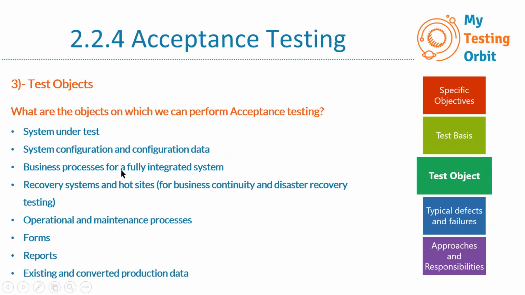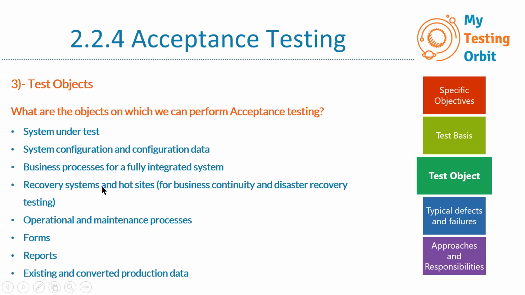Then business processes for a fully integrated system. Maybe there are multiple systems which need to be integrated, and for that we do need some business processes which are actually required for a fully integrated system. So that will be required if we are performing acceptance testing.